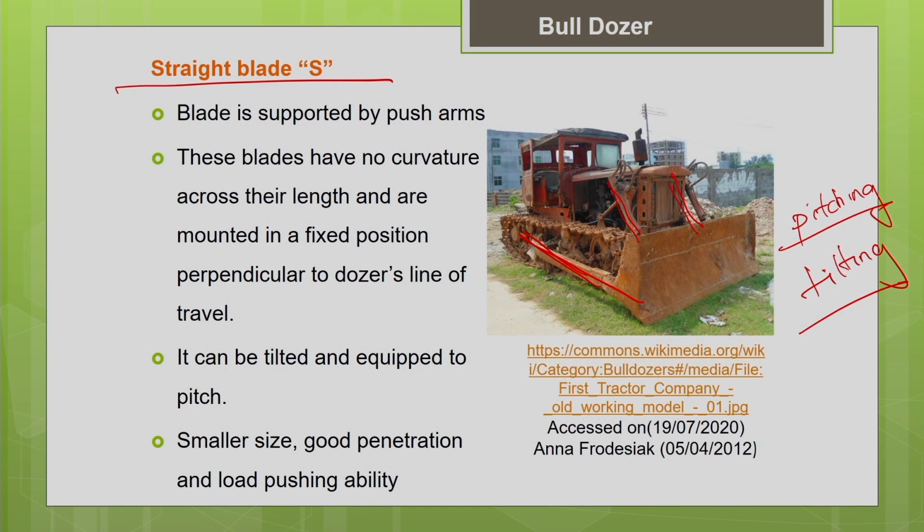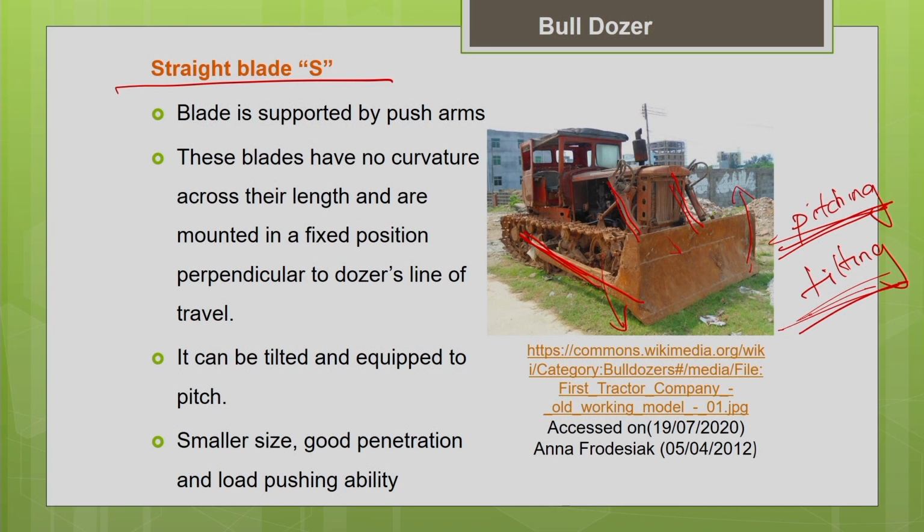I hope you remember what pitching is. Pitching means you can pitch the top end of the blade forward or backward. Tilting means I can raise one end of the blade upward and lower the other end downward. So it is a movement in the vertical plane. Tilting is the movement in the vertical plane. Only these two movements are possible with this straight blade.